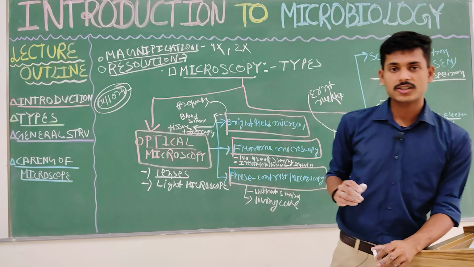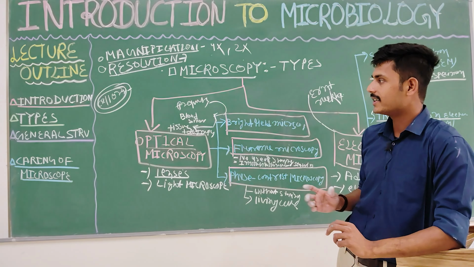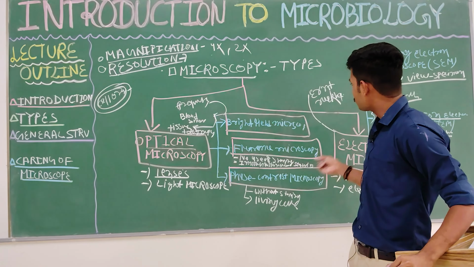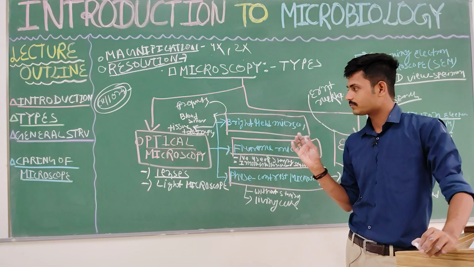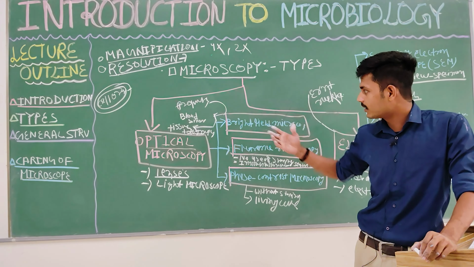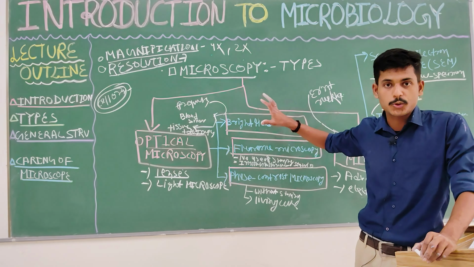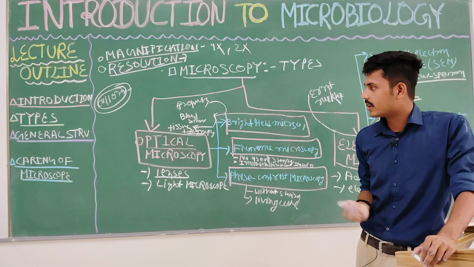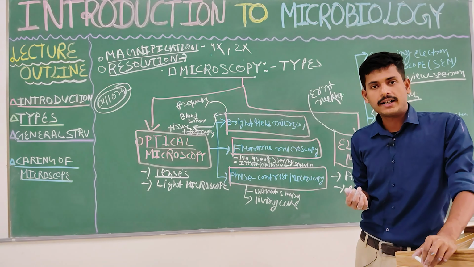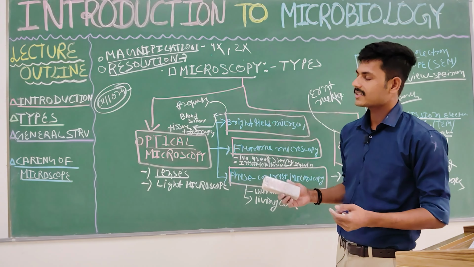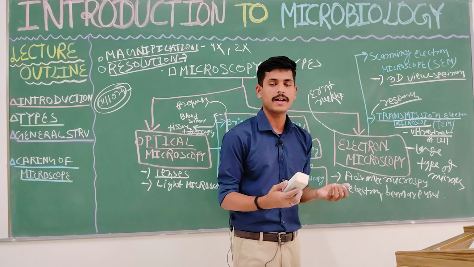Now, once we understand the types, let's move ahead and discuss the general structure of the microscope. Because you can understand all these microscopes in a better way in pictorial form. If you see the pictures of these microscopes, you will understand them better. So now let's move ahead and discuss the general structure of the microscope and its parts.